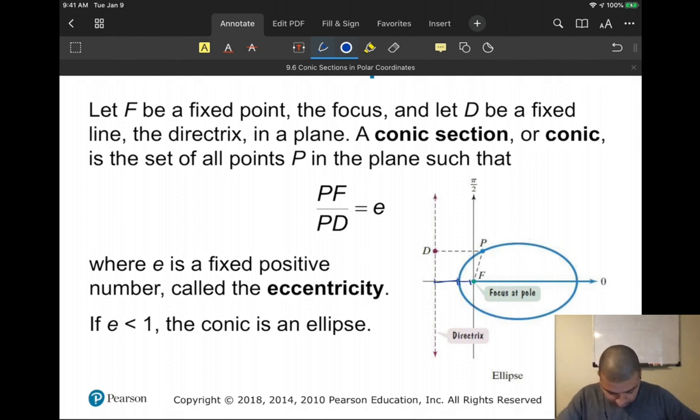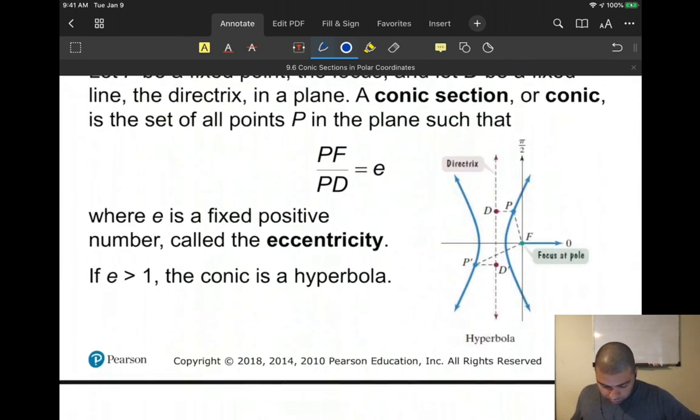But when this is less than 1, then we have an ellipse. And when this is greater than 1, then we have the focus. This is a bit larger than this, right? That's the point. It's just comparing the distances, and that should help you. Okay? So these are the 3 things you have to remember for now.